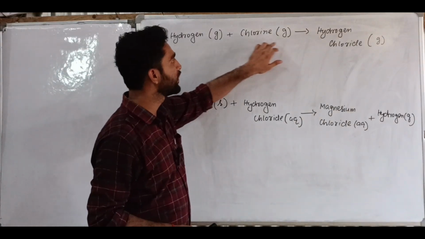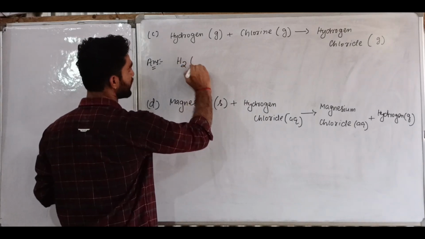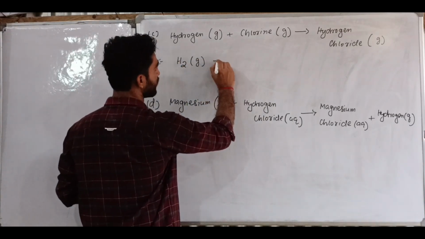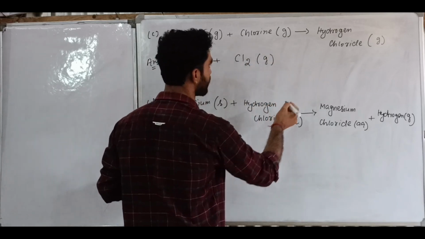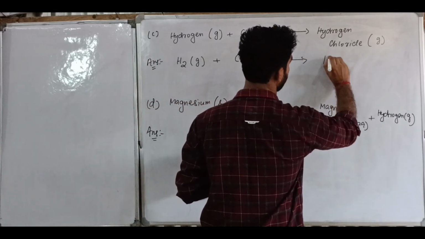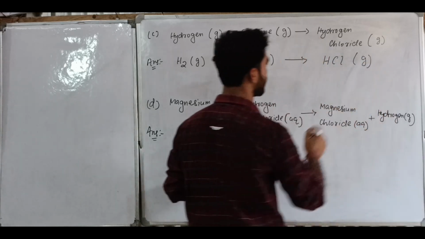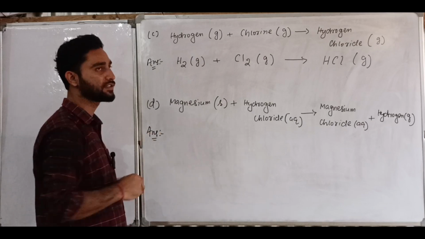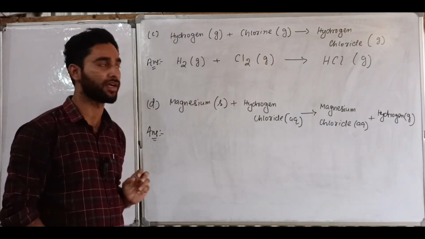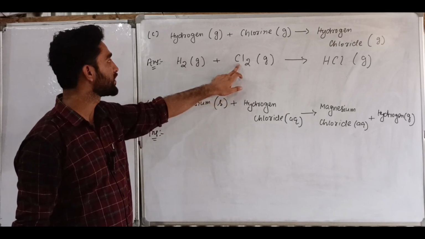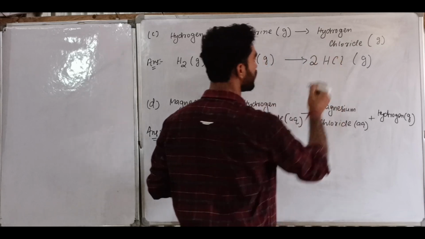Hydrogen reacts with chlorine, they form hydrogen chloride. This hydrogen is given in gaseous state, plus chlorine, Cl2, also in gaseous state. They form hydrogen chloride. Hydrogen chloride formula is HCl. It is also in gaseous state. Now first try to balance this chemical equation. Here metals are not there. Then try to balance the non-metal. Chlorine is the non-metal. This side chlorine is 2. This side chlorine how many? 1.